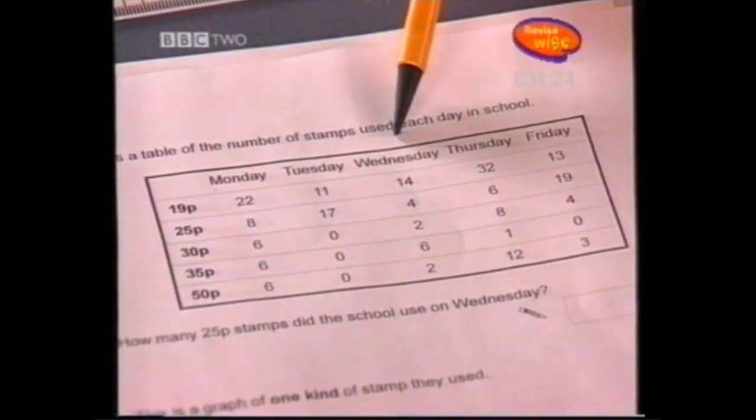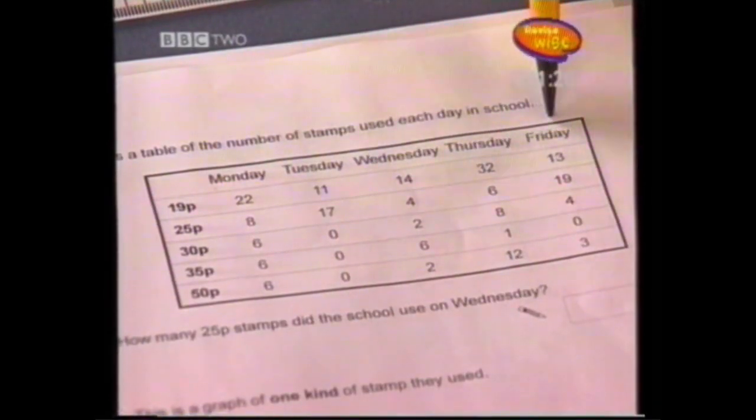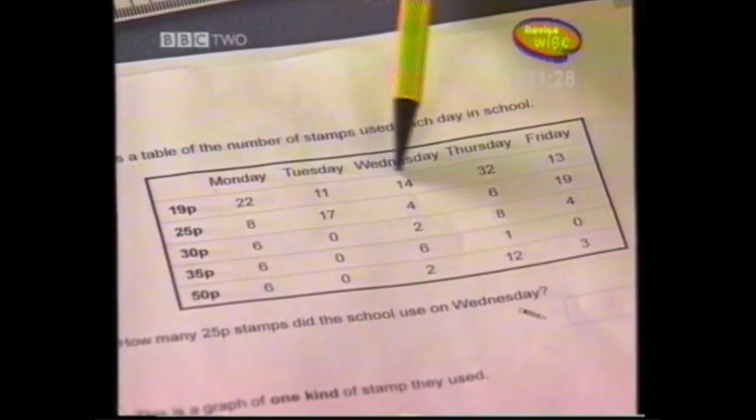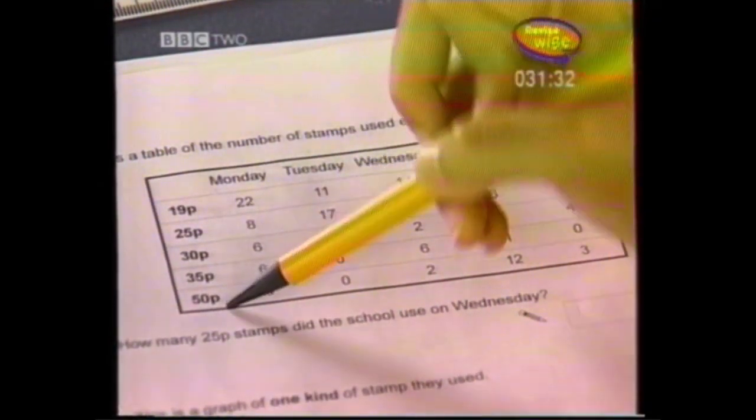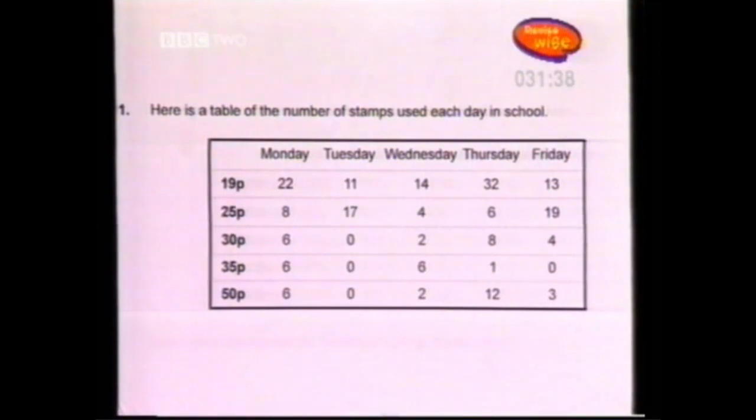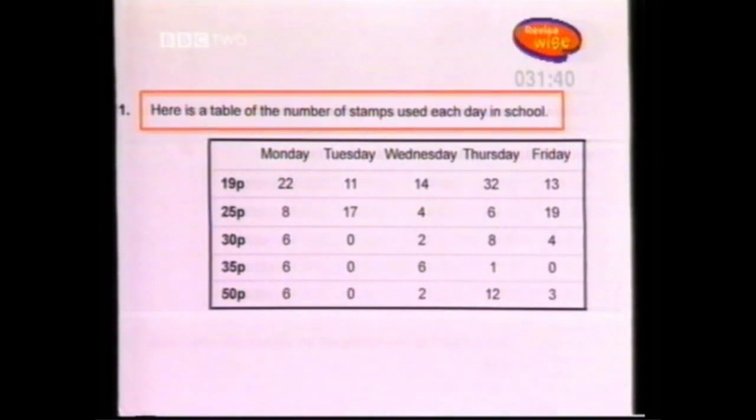Here's a question with a table of figures. Can you help me with it? OK, what does it show? Well, it's a table of the number of stamps used each day in school. Then it has the days of the week and the prices of the stamps. Let's have a good look at that table and see what it's telling us. To start with, it's got a title, and that tells you what the table is about. That's the number of stamps used each day in the school.